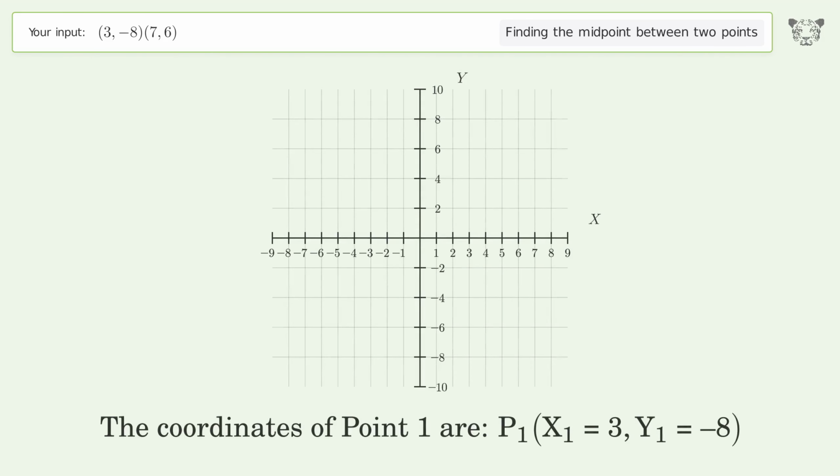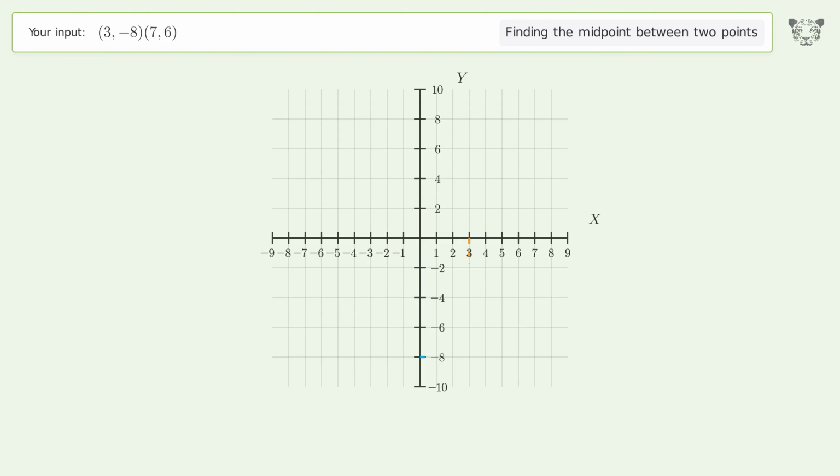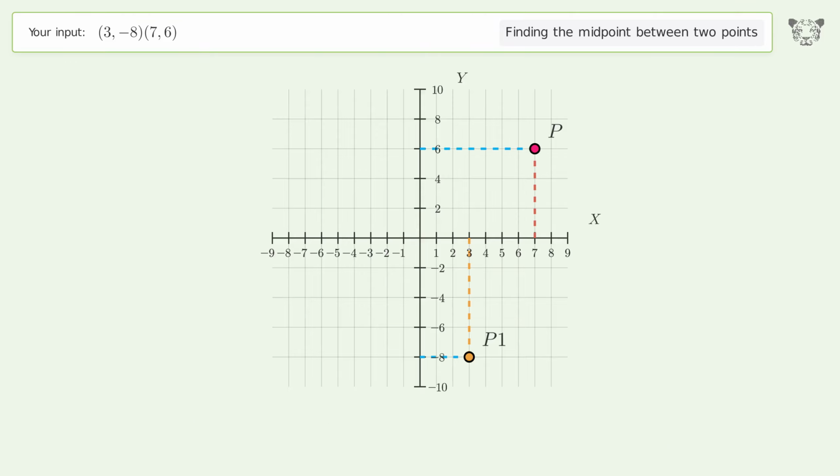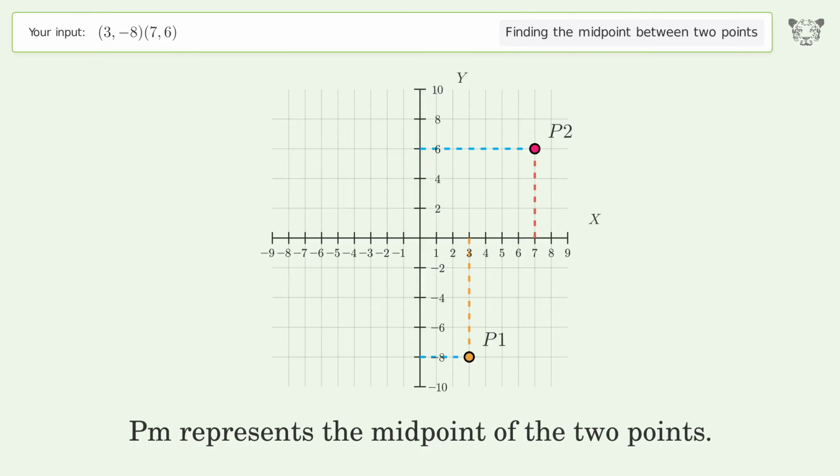The coordinates of point 1 are x1 equals 3, y1 equals -8. The coordinates of point 2 are x2 equals 7, y2 equals 6. PM represents the midpoint of the 2 points.